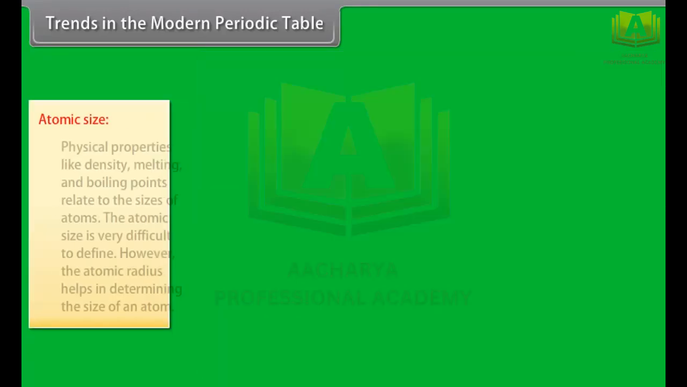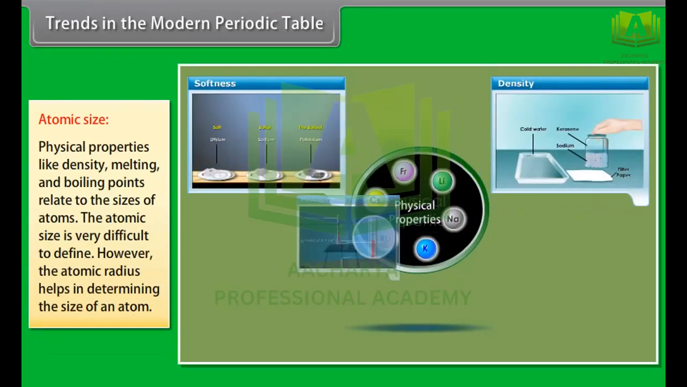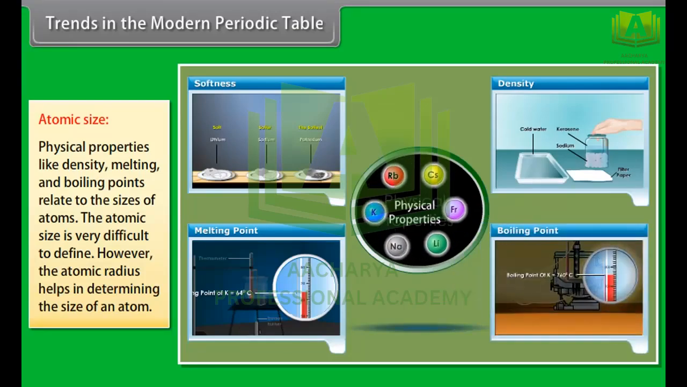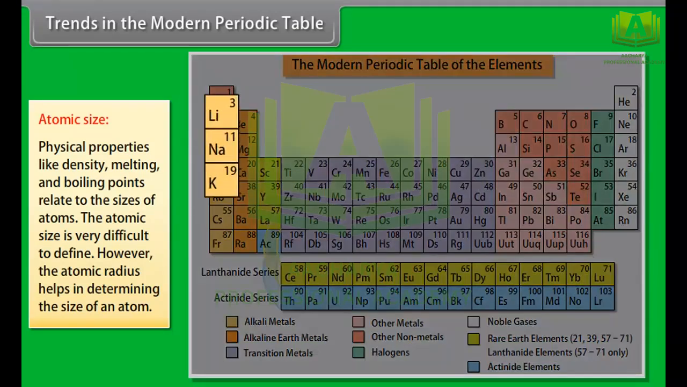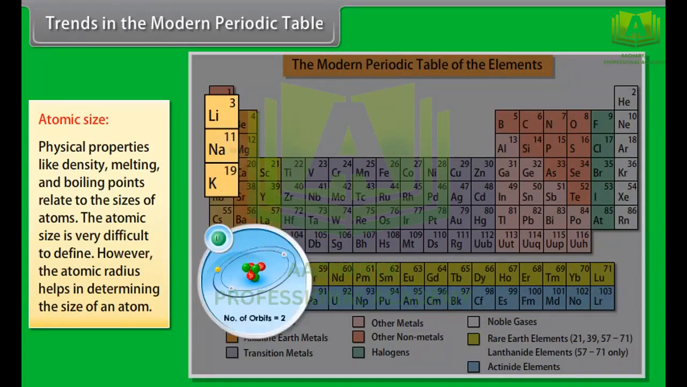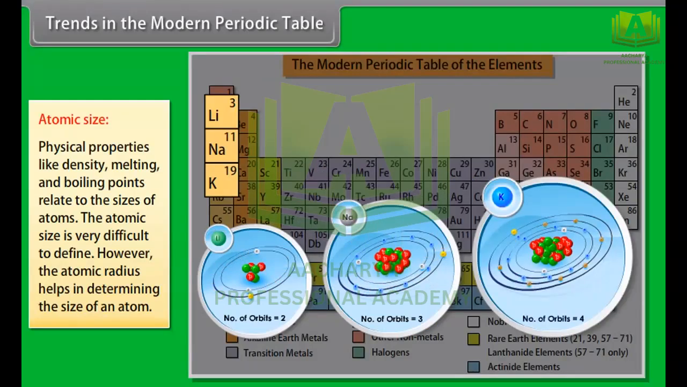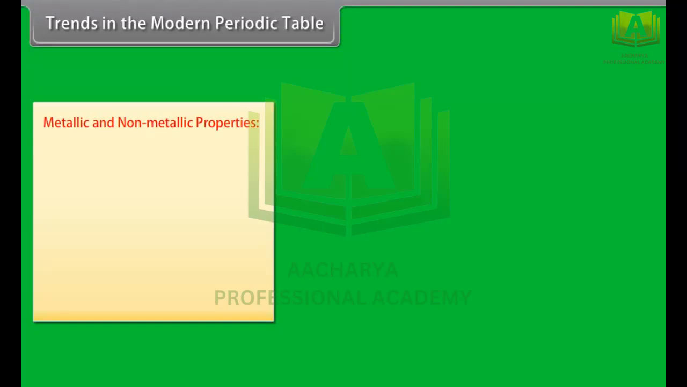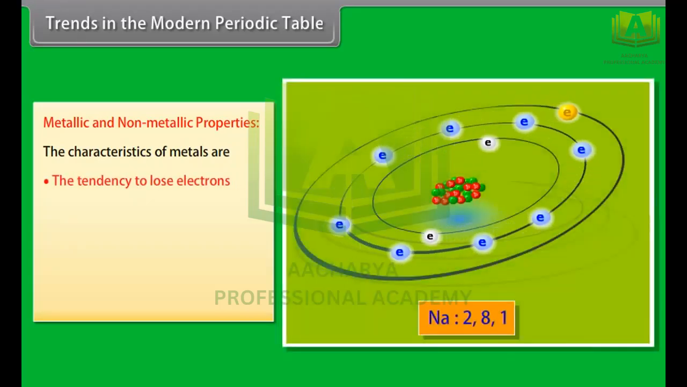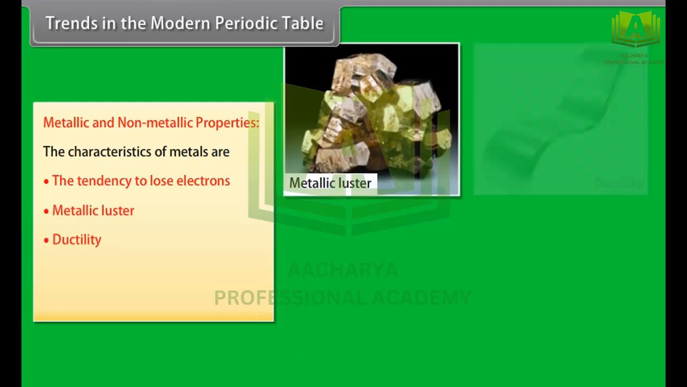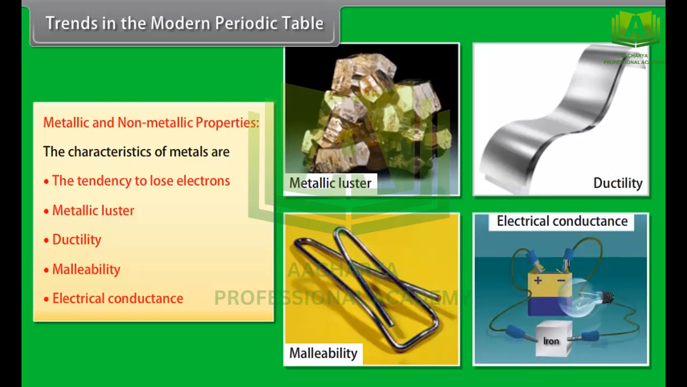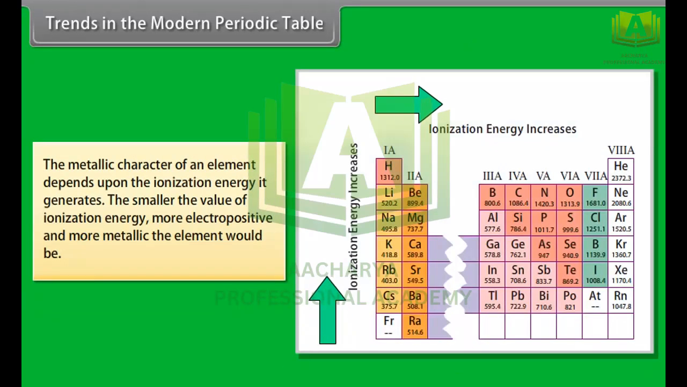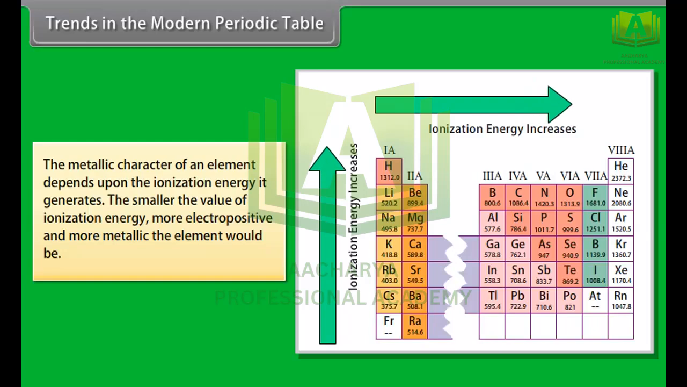Atomic size. Physical properties like density, melting, and boiling points relate to the sizes of atoms. The atomic size is very difficult to define. However, the atomic radius helps in determining the size of an atom. Metallic and non-metallic properties. The characteristics of metals are its electropositive character, which means the tendency to lose electrons, metallic luster, ductility, malleability, and electrical conductance. The metallic character of an element depends upon its ionization energy. The smaller the value of ionization energy, the more electropositive and more metallic the element would be.